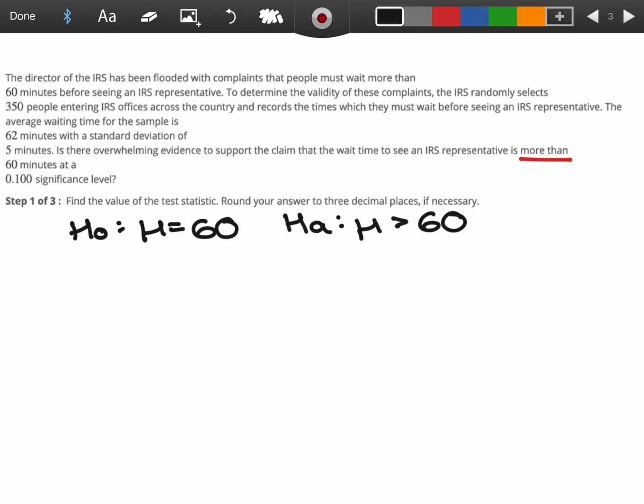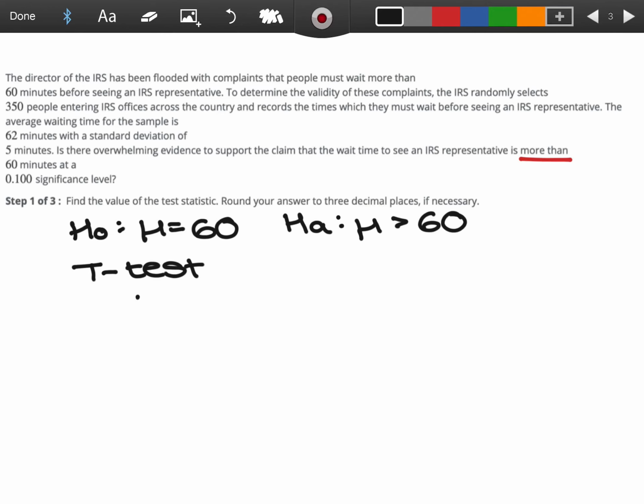Because the sample mean was 62, they want to look at whether that mean is in fact greater than 60. The first thing they ask you for is the test statistic. Now, as I said, you have a sample standard deviation, so you know it's going to be a t-test. You're dealing with means and you have a sample standard deviation, which indicates a t-test.